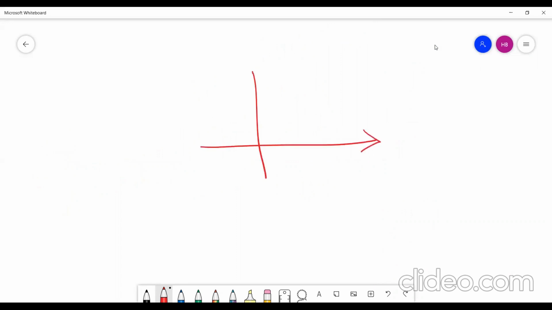So this is our x and y axis. Let's say this is a line, let's call it L. This is the slope of the line. Let's say this angle is theta. Then what is the slope of the line L? Slope of line L is equal to what? This angle is theta. Then what is the slope of line L?